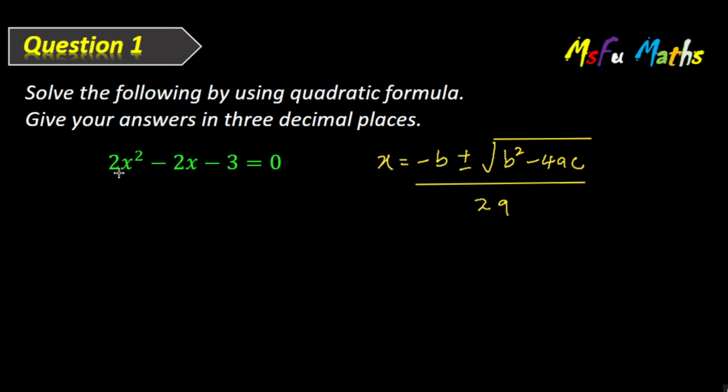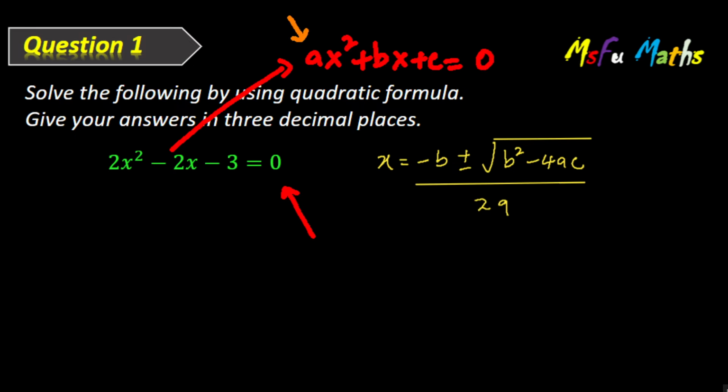General form means in a quadratic equation our general form will be ax squared plus bx plus c equals 0. Make sure your right hand side equals 0, then only we can read our a, b, and c. Your a is the coefficient of x squared, your b is the coefficient of x, and your c is the constant.